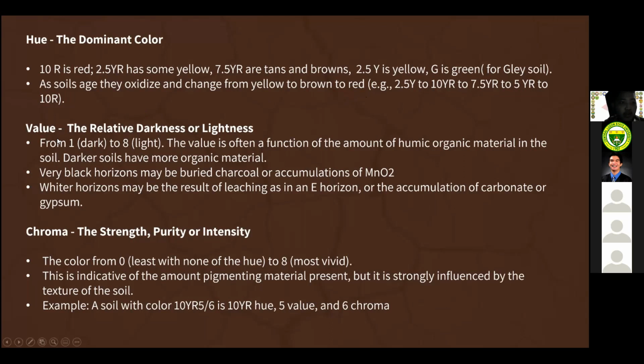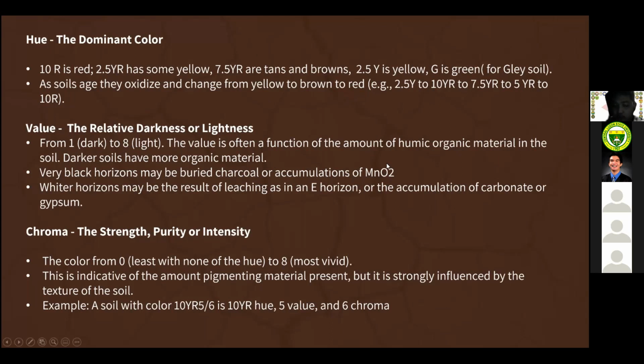Then the value, which is the relative darkness or lightness. The value goes from 1, which is dark, to 8, light. The value is often a function of the amount of humic organic material in the soil. Darker soils have more organic material. Very black horizons may be buried charcoal or accumulation of manganese oxide.